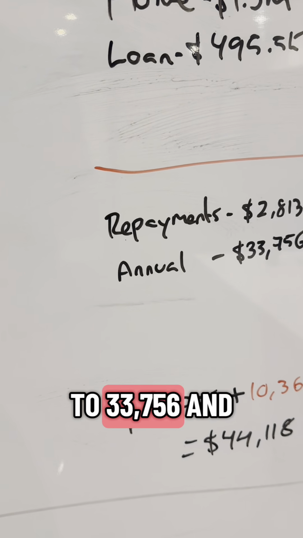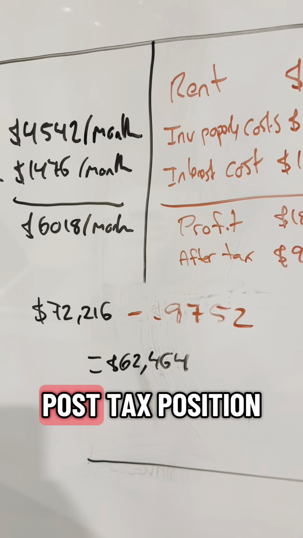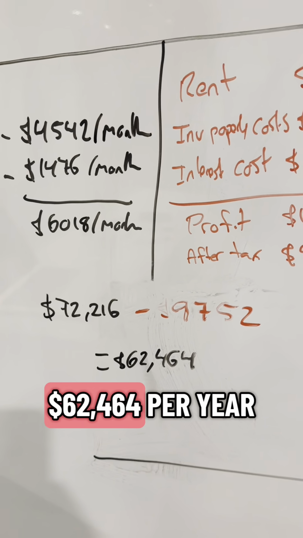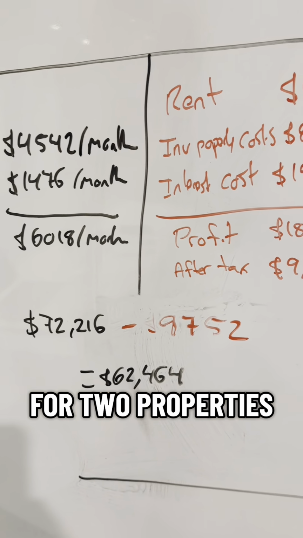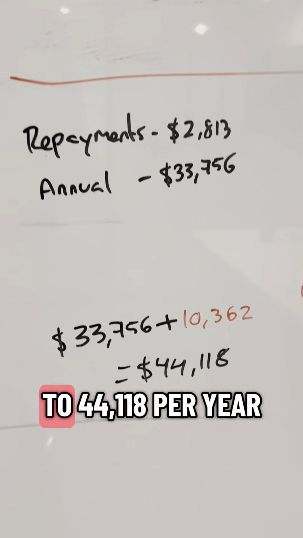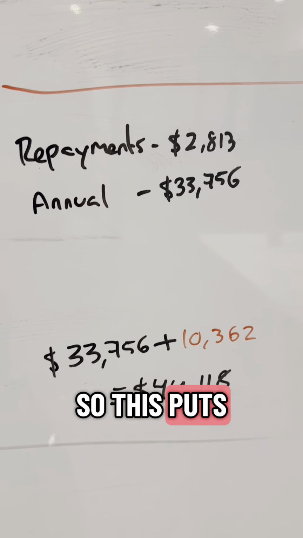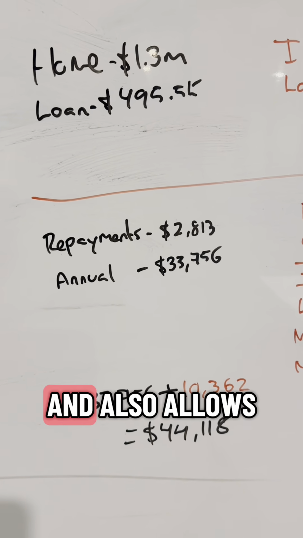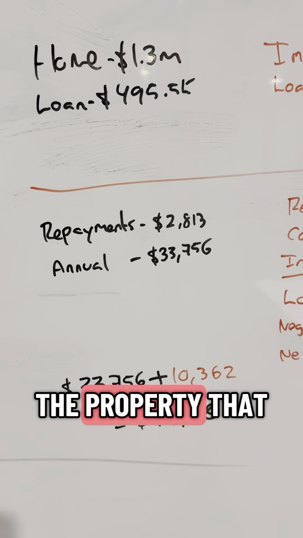However, the key thing we need to remember is that his owner-occupied repayments have gone from $72,216 per year to $33,756, and his net post-tax position has gone from $62,464 per year, which was the old holding cost for two properties, to $44,118 per year. So this puts almost $20,000 back in his pocket per year, and also allows him to optimize the property that he holds.